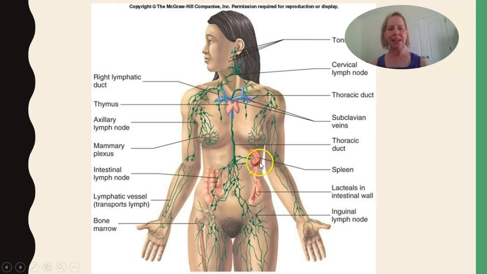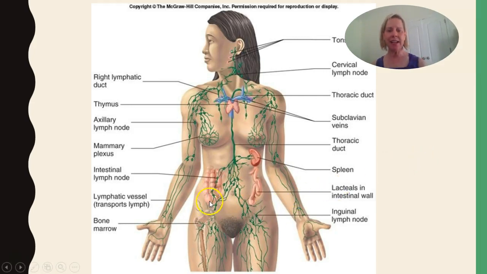Here is the spleen. The spleen is an organ close to the stomach, and the spleen is important because it is what breaks down red blood cells, white blood cells, platelets, and so it's very important. You can kind of think of it as a red blood cell graveyard in essence.